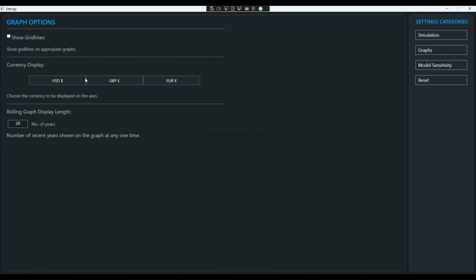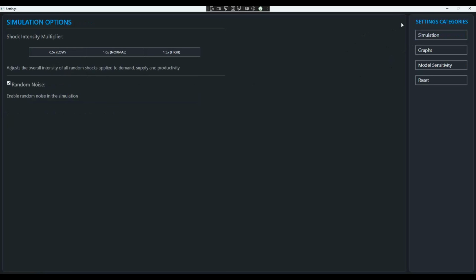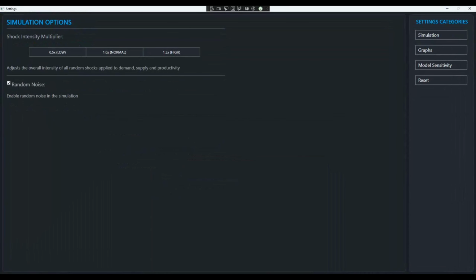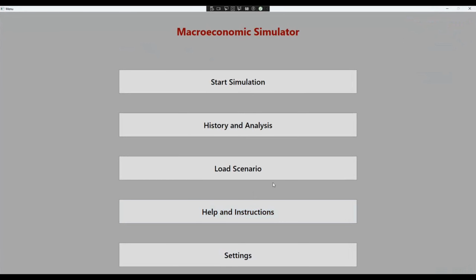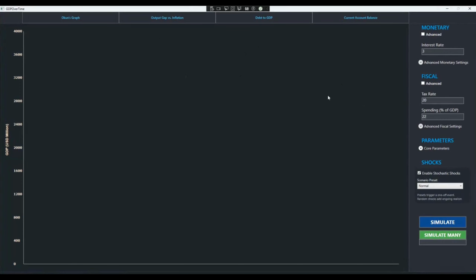And then graphs, model sensitivity. So we want to increase the shock intensity multiplier. First of all, we'll set it to 0.5 times, which is a low multiplier, and then taking it to the GDP over time graph. So we can simulate, let's say, 30 years of this simulation.